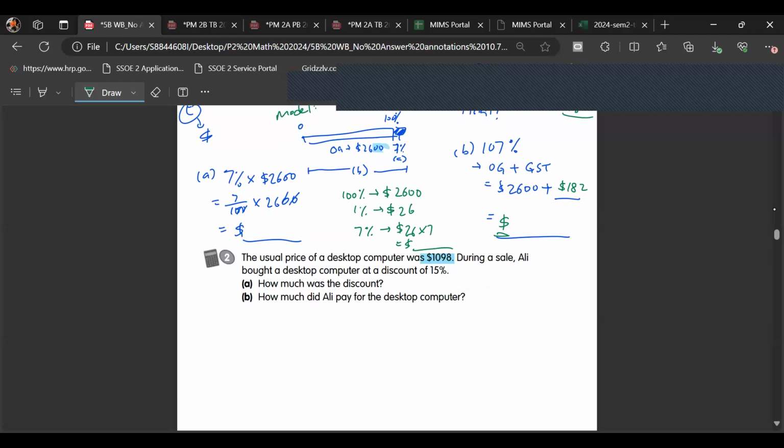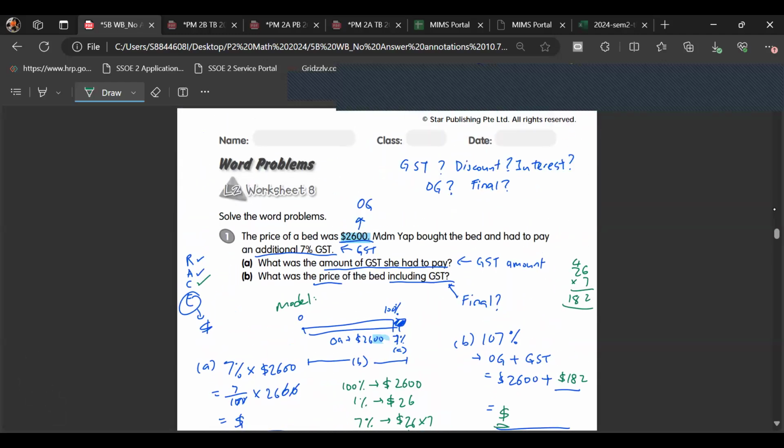Then again, you think about the same 5 questions. Is it on GST? Is it on discount? Or is it on interest? Is it asking for the original price or is it asking for the final price?